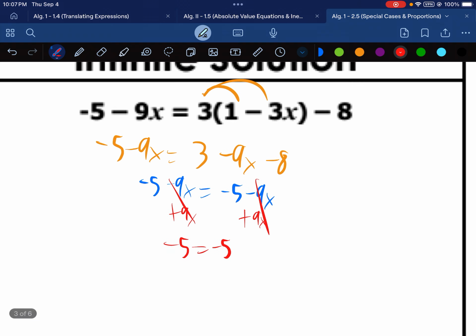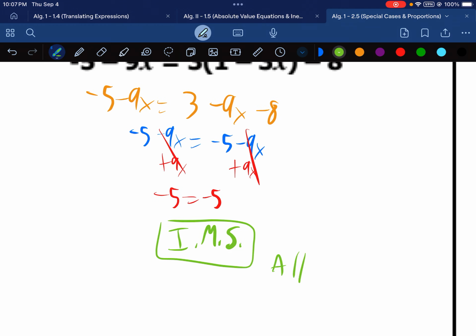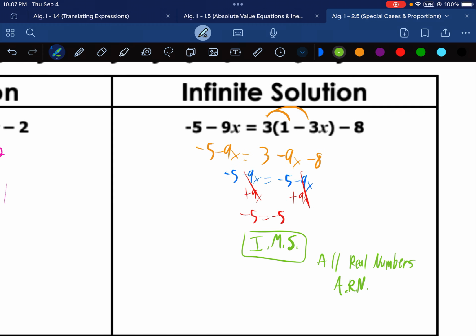Now, no variables, we ask ourselves, is it true or false? This is true. So because it's a true statement with no variables, we say it's infinitely many solutions, which we can abbreviate to IMS. You also might hear it called all real numbers, which means the exact same thing. It just means all real numbers would work. Or you could abbreviate that to ARN. And they all just mean the same exact thing. So whether you write infinitely many solutions, IMS, all real numbers, or ARN, it does not matter. It just means no matter what was plugged into x, it would always, 100% of the time, work out to be true.